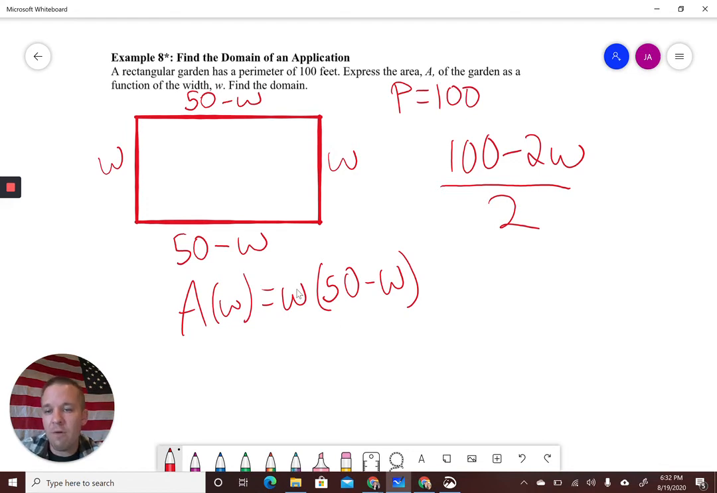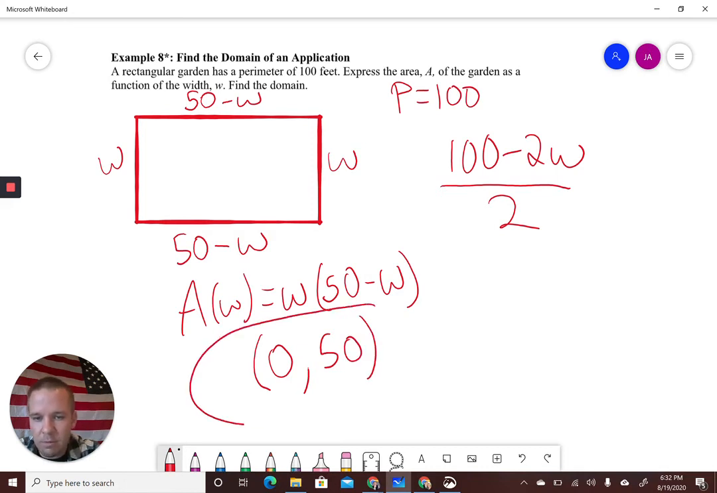Could I have a width of over 50? Well, if I have a width of 50 or more, now my length is going to be 0 or negative. That doesn't make sense. So what we're getting at here is that it's going to have to be between 0 and 50 for my domain. Okay?